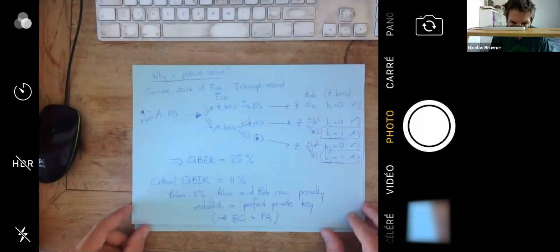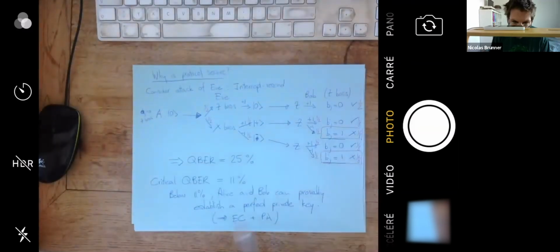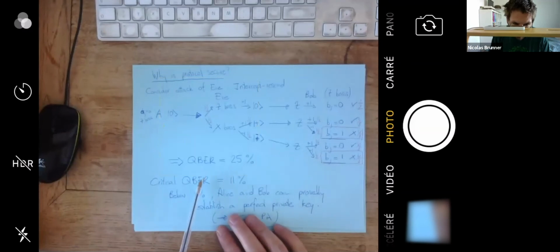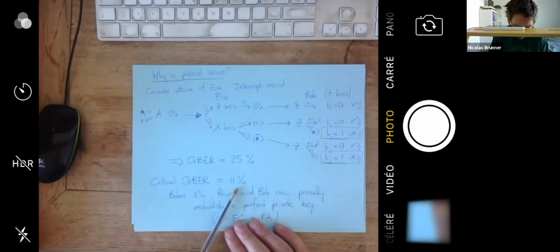Maybe one thing I could say is that now we announced this critical value for the error rate. You may wonder if this is relevant to practical implementation, because practical implementations have a sort of inherent error rate.